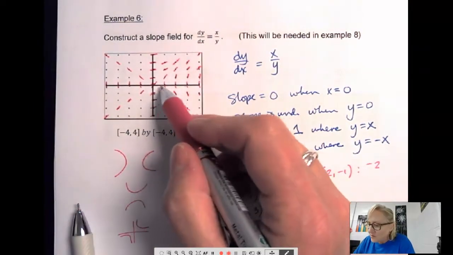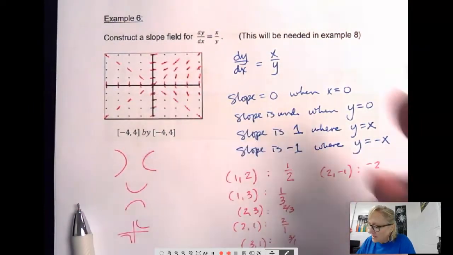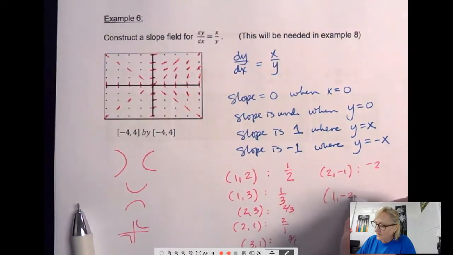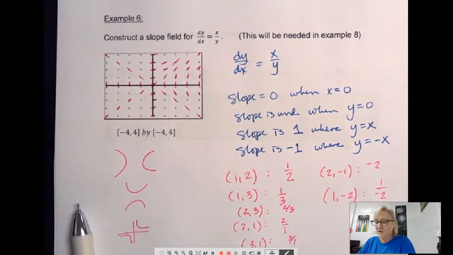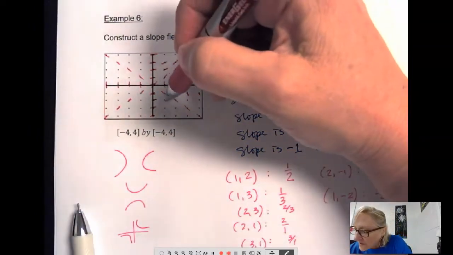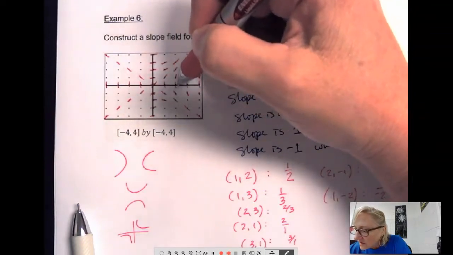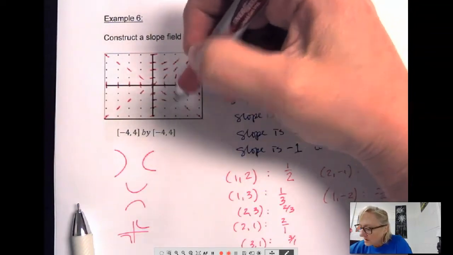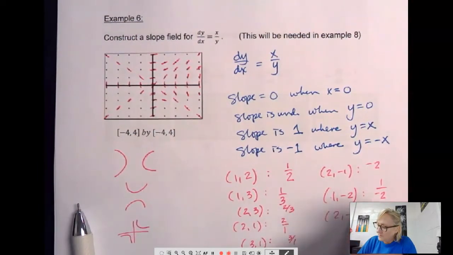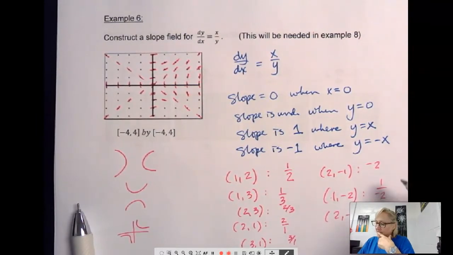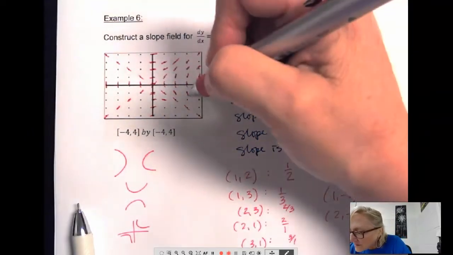Okay, let's just try a couple more. So what about 1, -2? Okay, so that would be 1 over -2, so a slope of -1/2. So kind of flat. Okay, this would be 2, -3. How about that one? -2/3. Okay, so -2/3 would be a little steeper than that.